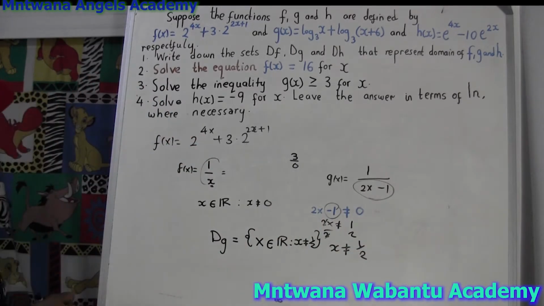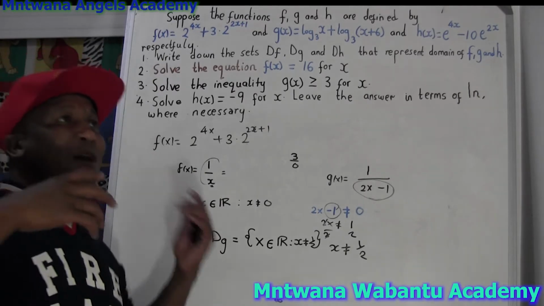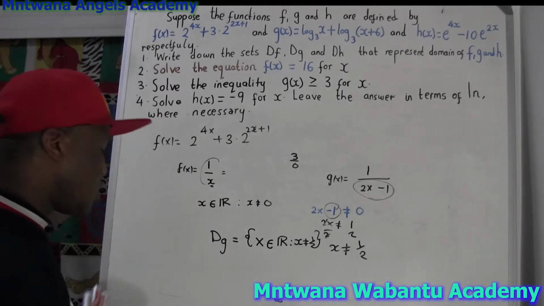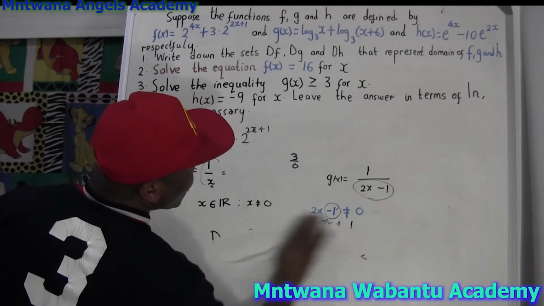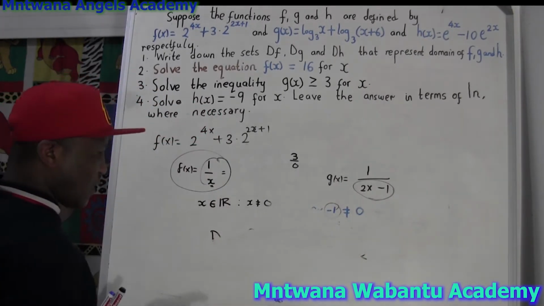That's how you get the domain. So you have a little idea of how you get the domain. You have to think of which number can work and which cannot. This is called a rational function, and this is how you get the domain of a rational function.